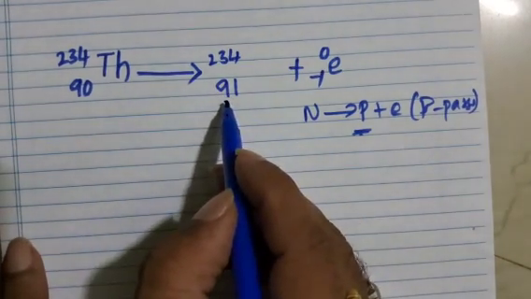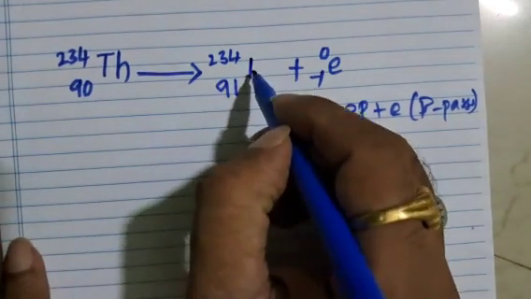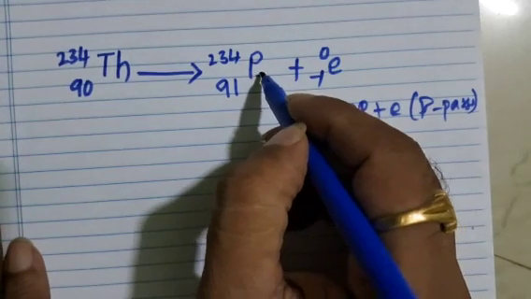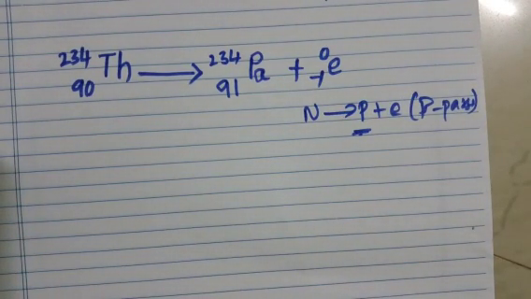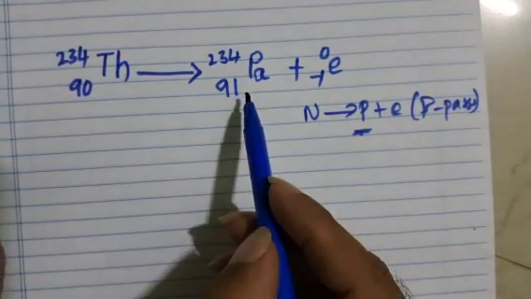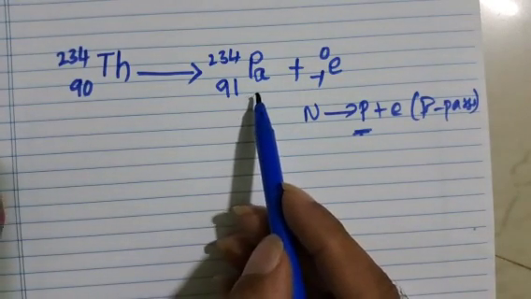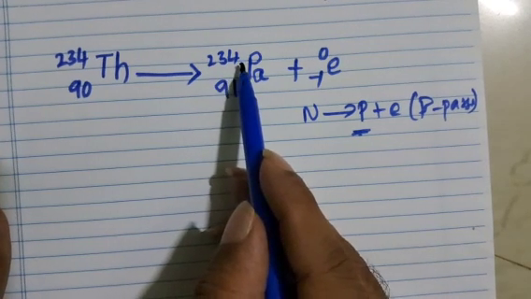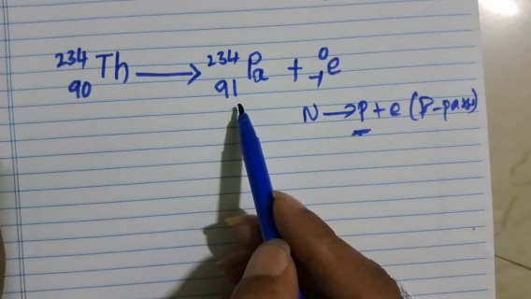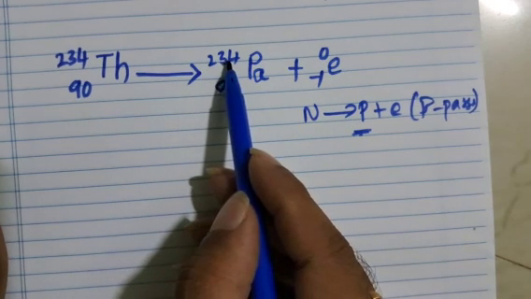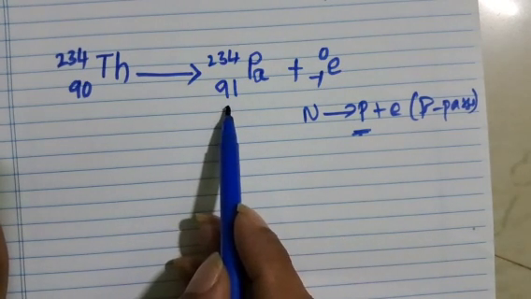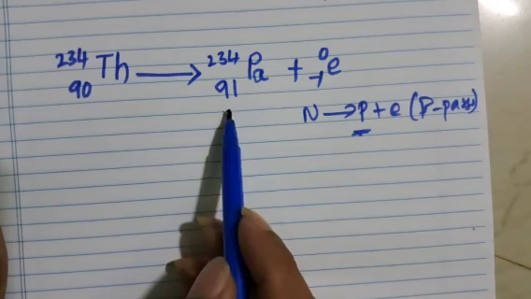So the element having the atomic number 91, the newly formed element, is protactinium, having the mass number 234 and the atomic number 91. Therefore, when a beta particle is emitted, the mass number remains the same and the atomic number increases by 1 unit.